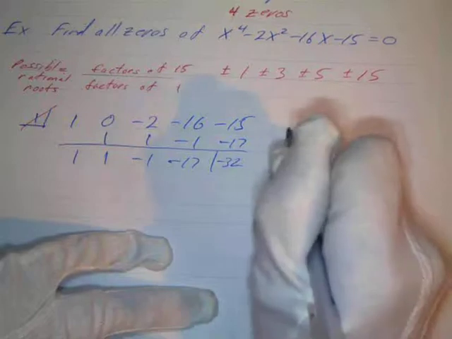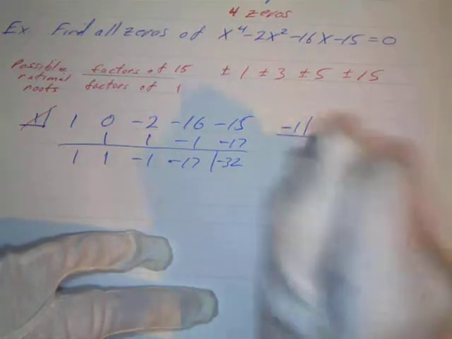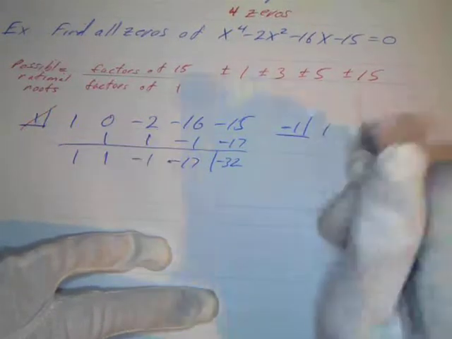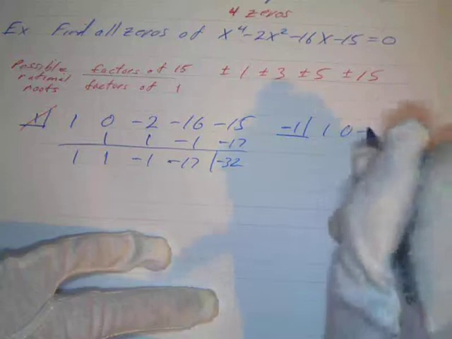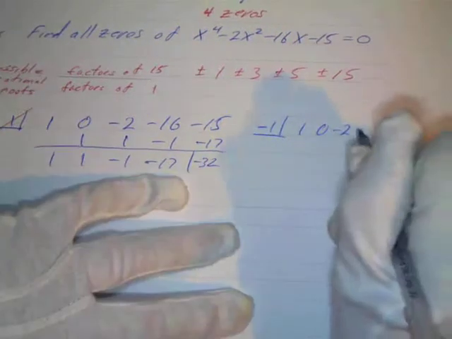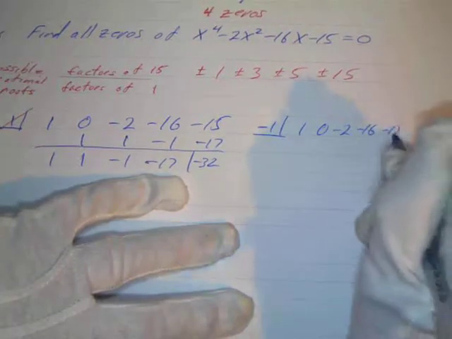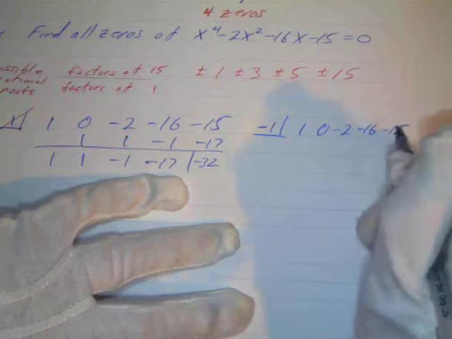Let's try negative 1. And I'll use the same numbers. I'll just squinch them in a little bit here. 0, negative 2, negative 16, and negative 15. Oops, sorry about that. 5, there we go.